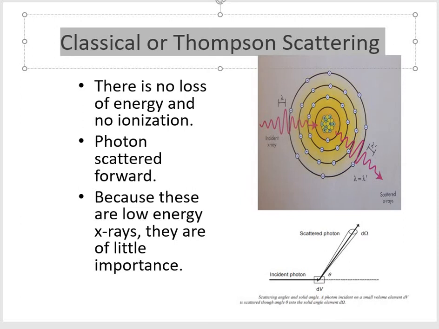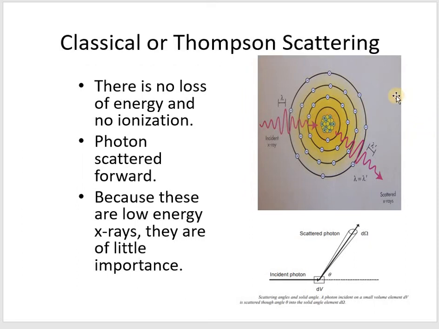Thomson and Rayleigh scattering are elastic in the sense that only the direction of the photons changes, but the wavelength and the energy remain the same. Thomson and Rayleigh are only important at low energies. They are not quite significant in radiology because the energy that we are utilizing is quite high, 50, 30 keV and so on. So what is Thomson scattering?